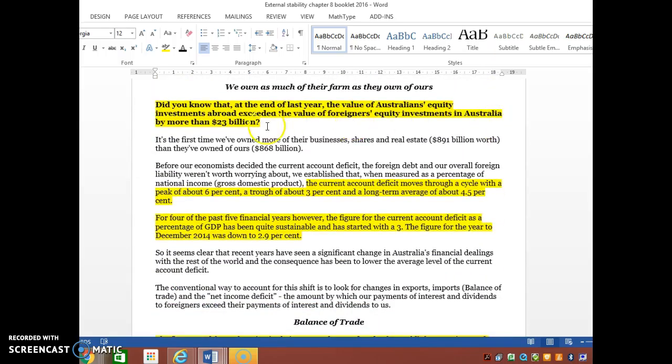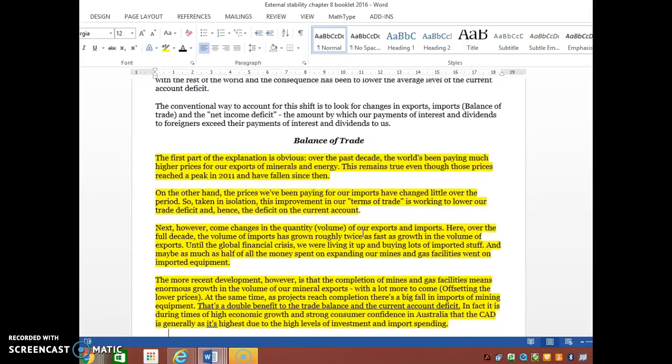And I want you to have a read through this yourself as well. It's always talking about the relationship between the current account and net foreign debt. So basically it's talking about, firstly, that Australia's equity investments now exceed foreign investments abroad. So we essentially have more of their assets than they do of ours. It also talks about the reasons why the current account has moved up and down in recent years. So I'll get you to have a read through that as well in your own time.